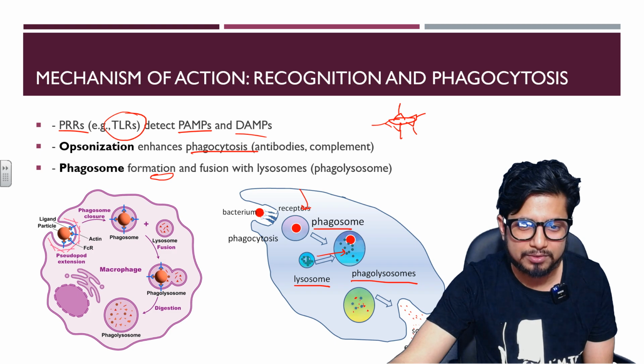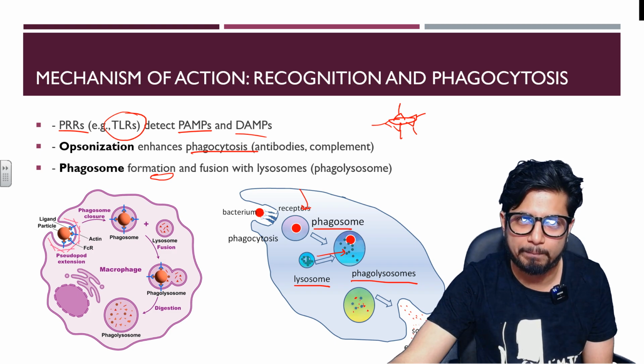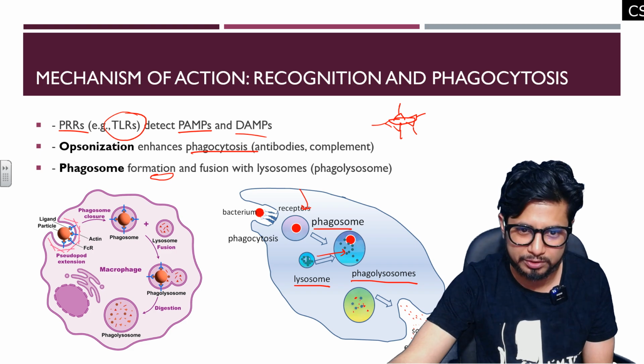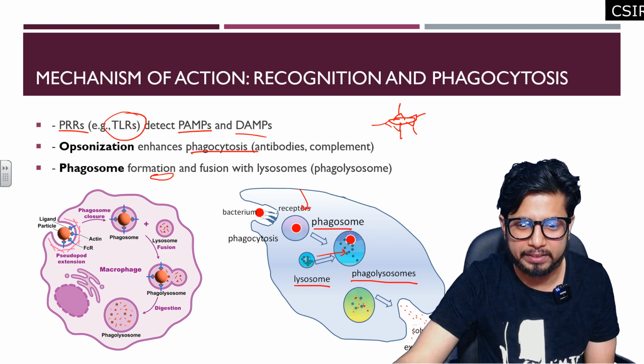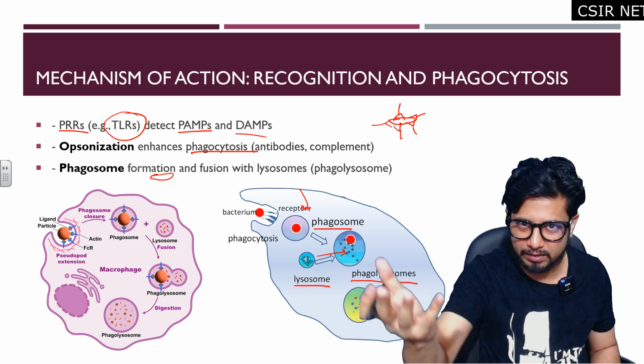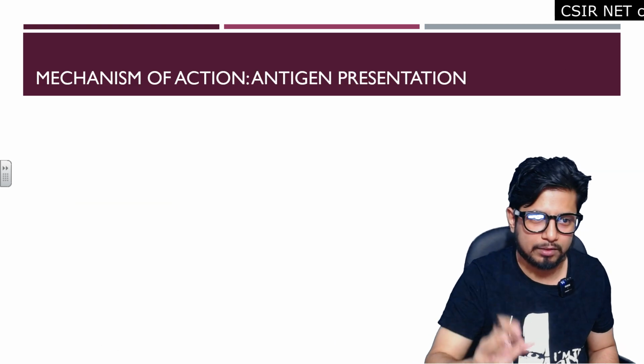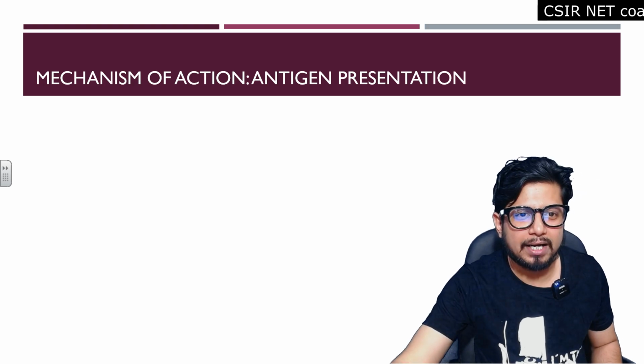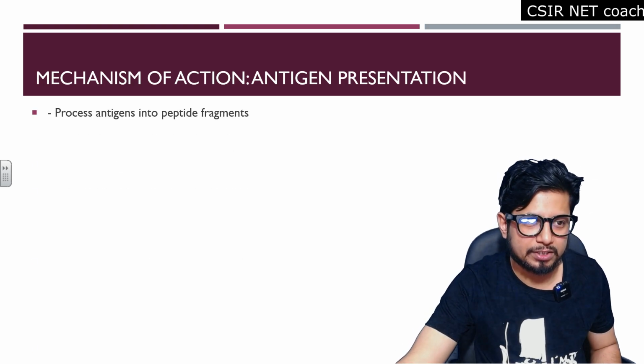Now this phagolysosome, what does it cause? It causes disruption and destruction of the complete structure of the bacteria or pathogen, and then they release all the soluble debris outside of the phagocytic cell, outside of the macrophage. That is phagosome formation. So next is the antigen presentation.